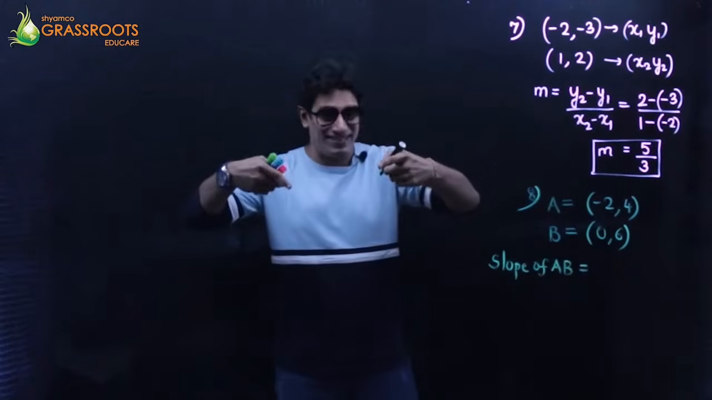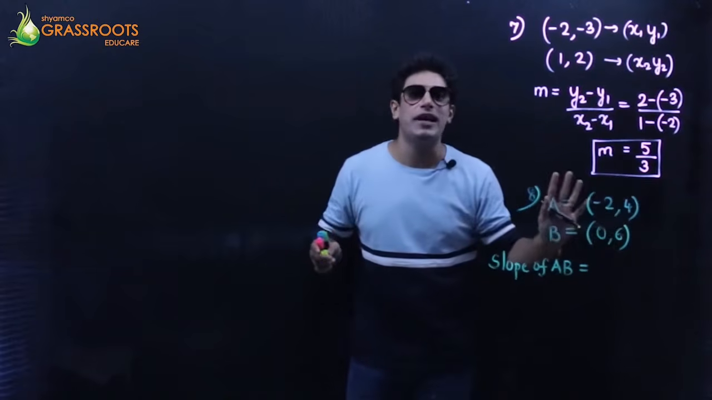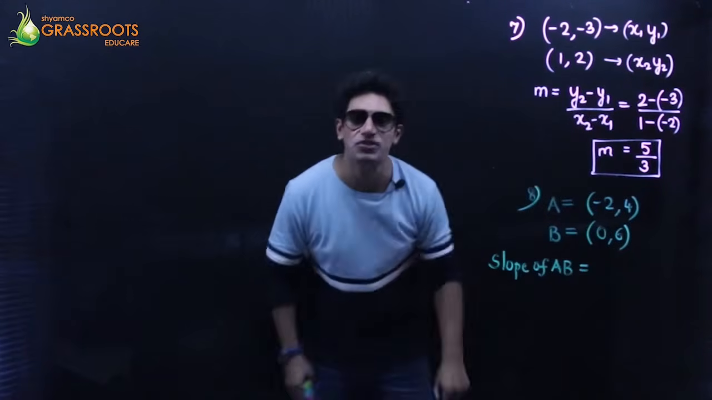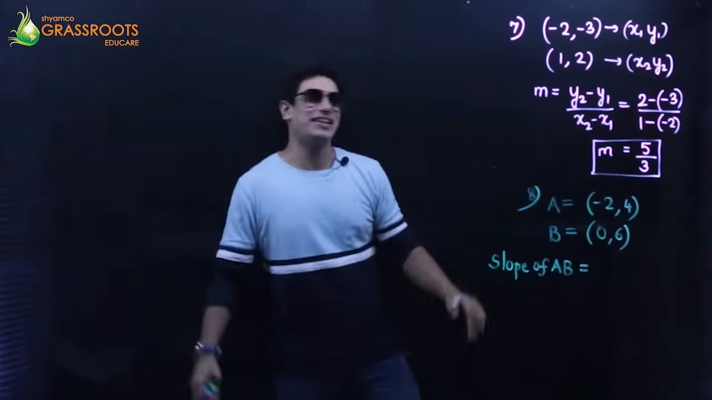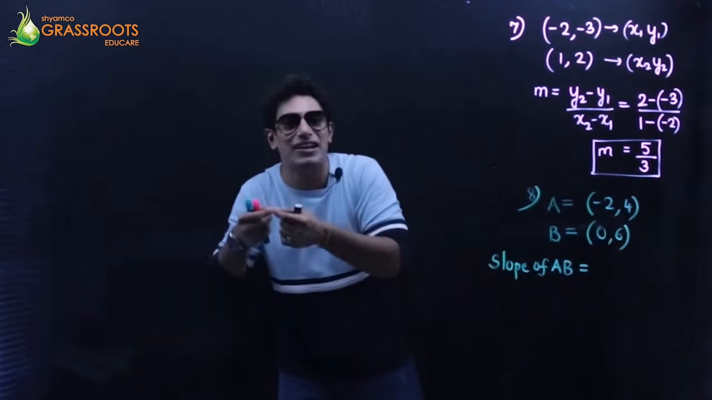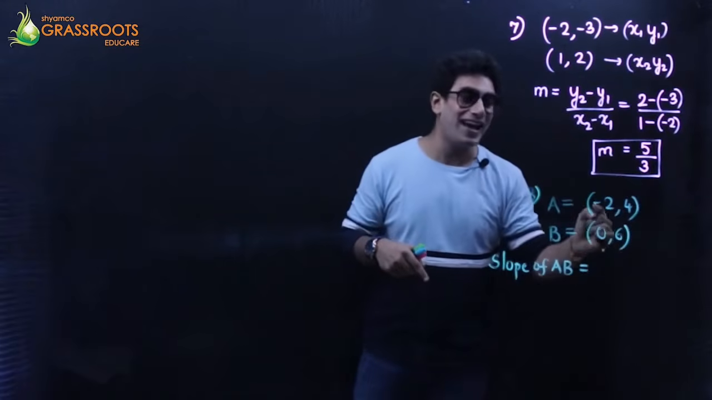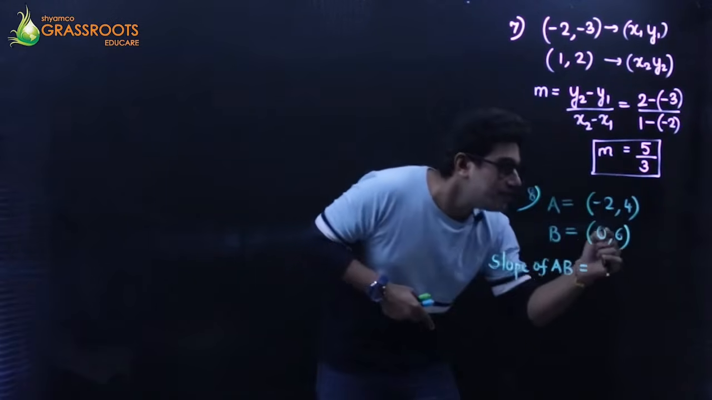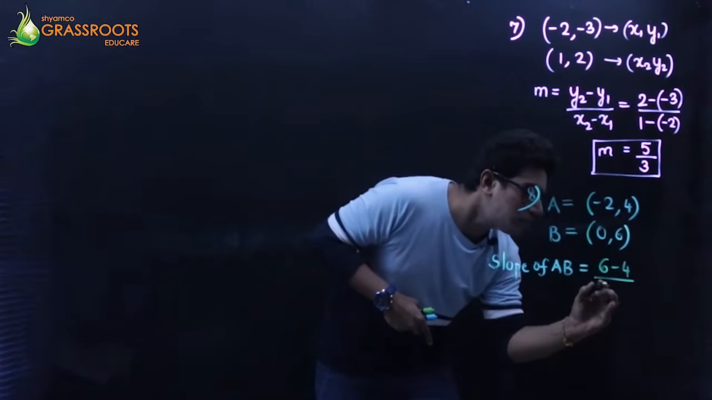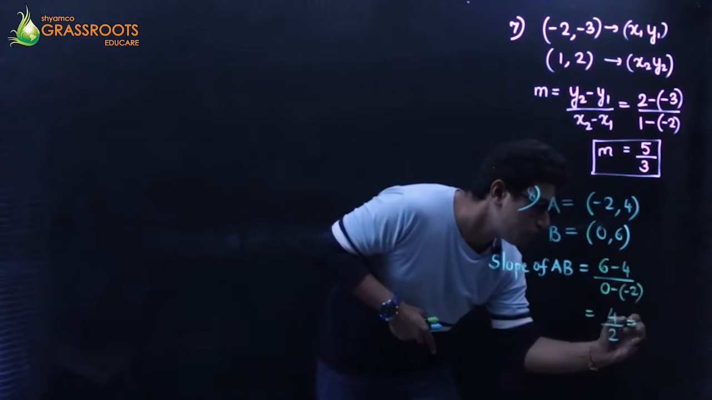In the board examination, please mention this is x1, y1, this is x2, y2. Write down the formula, then substitute. But now we can do it directly. First there should be a subtraction of the y coordinates, then a subtraction of the x coordinates. 6 minus 4 upon 0 minus of -2. That makes it 4 upon 2, which equals 2.